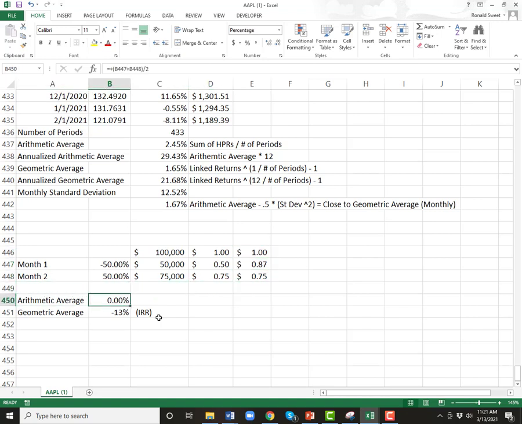So you might say, well, why in the world do we use arithmetic averages? Shouldn't we use geometric averages? Aren't they more accurate? Well, arithmetic is best for forecasting.